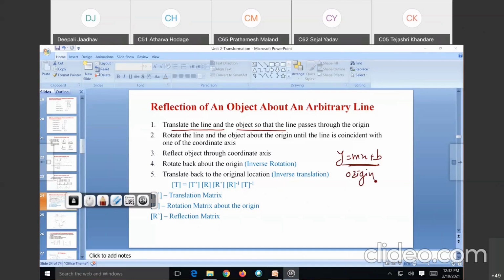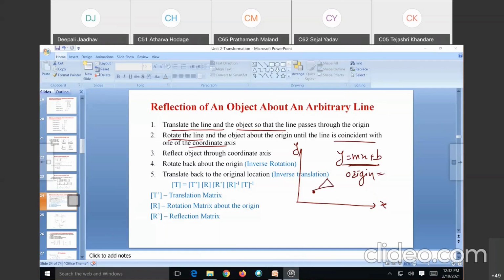Second, rotate the line and the object about the origin until the line is coincident with one of the coordinate axes, x or y axis. Normally, x axis is used. First, translate it so that it passes through the origin. Then rotate the line and the object given, it may be triangle, rectangle, anything, about the origin until the line is coincident with the x-axis or y-axis. Normally x-axis is used. So rotate it as required so that it is coincident with the coordinate axis.